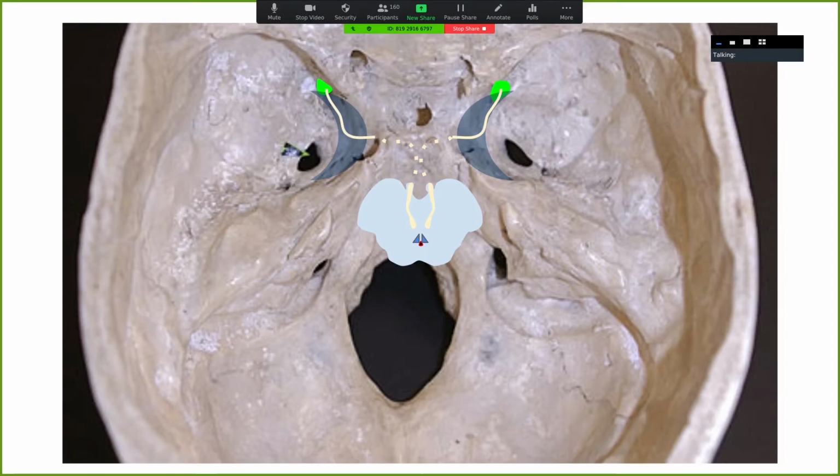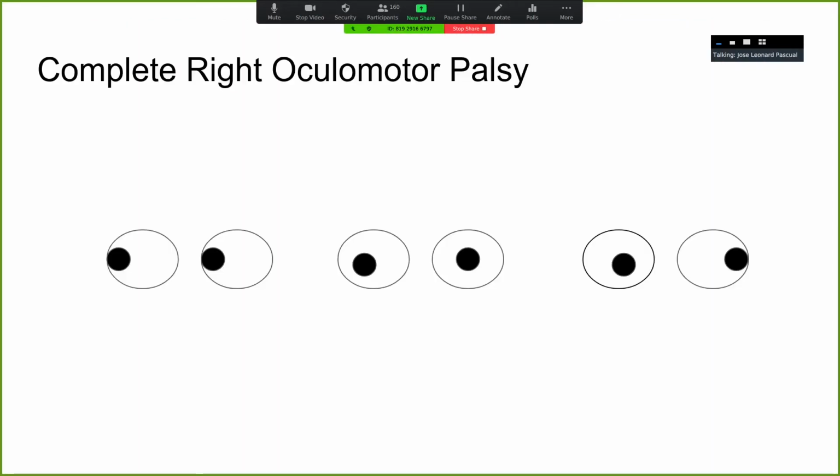Okay, so a more common finding, so this is a lot easier, is a complete right oculomotor nerve palsy. So gaze to the right, okay. But looking ahead, the eyes are looking in different directions. Gaze to the left, the eye moved a bit, but it cannot go past that point. Meaning there's something wrong with one of the nerves. But the only way to check is using the cardinal movements of the eyes.